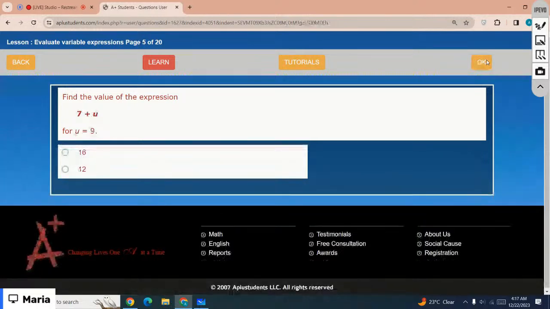Find the value of 7 plus u. You have to evaluate for u equals 9. So which is the correct option? 7 plus 9. Replace the u with the value that is 9. So 7 plus 9 equals 16. Very good. The correct option is 16.